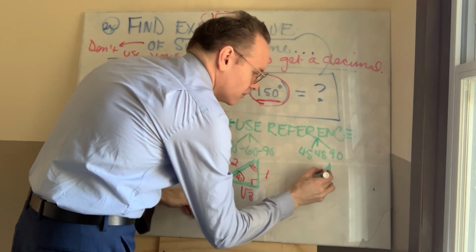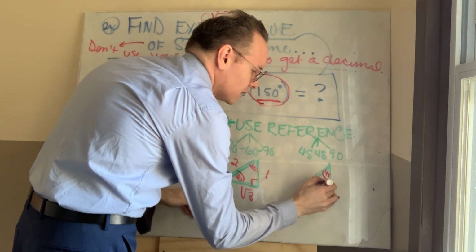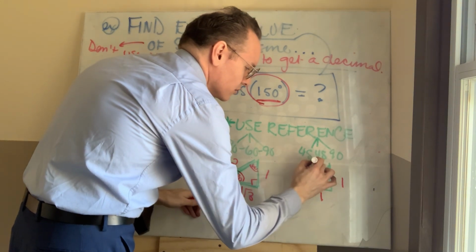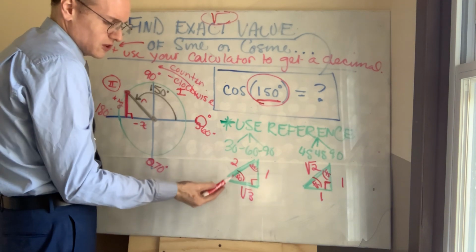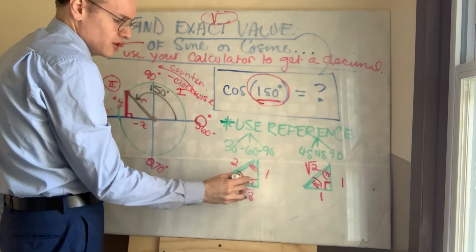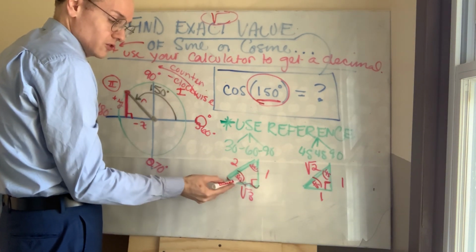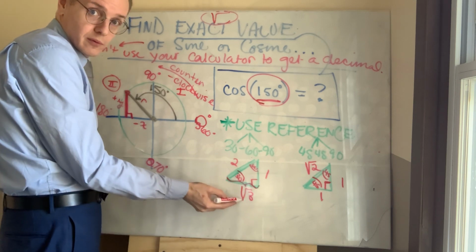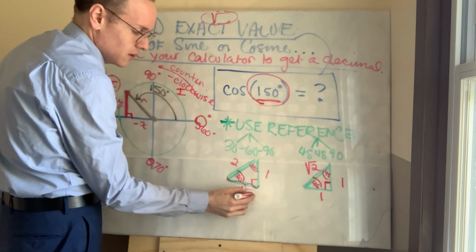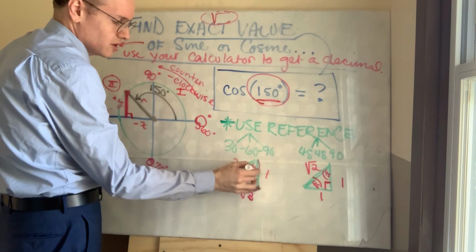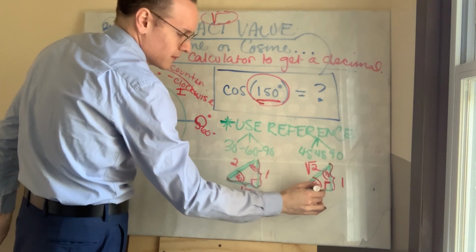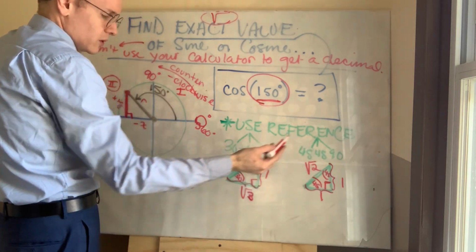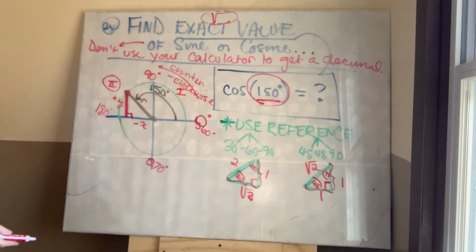If we have a 45, 45, 90, it's 1, 1, and the square root of 2 instead. What is important again is just convince yourself that adjacent to the 30-degree angle is the square root of 3. Adjacent to 60 is 1. The 45s are 1, and the hypotenuse is square root of 2 versus whole number 2.